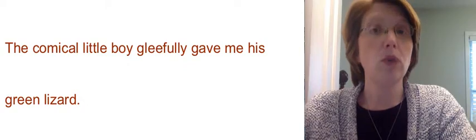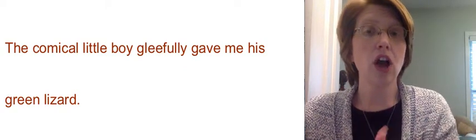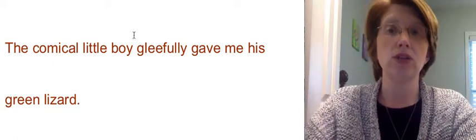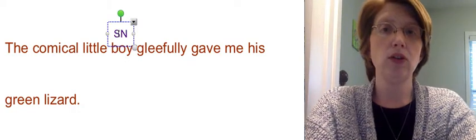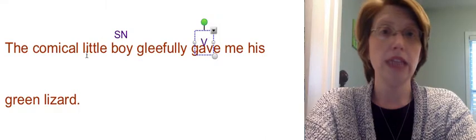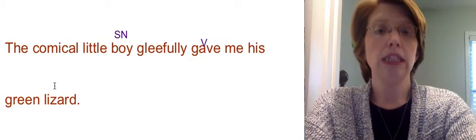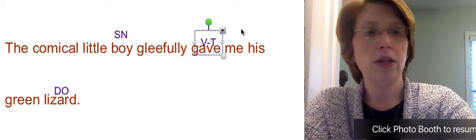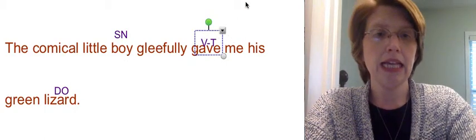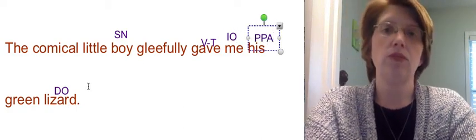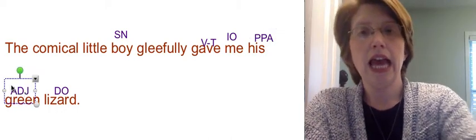The comical little boy, now we're adding to the same sentence. The comical little boy gleefully gave me his green lizard. Who gleefully gave me his green lizard? Boy, subject, noun. What is being said about boy? Boy gave, verb. Gave what? Lizard, verify the noun. Does lizard mean the same thing as boy? No. Lizard, direct object, gave, verb, transitive. Gave lizard to whom? Me, indirect object. Whose lizard? His, possessive pronoun, adjective.